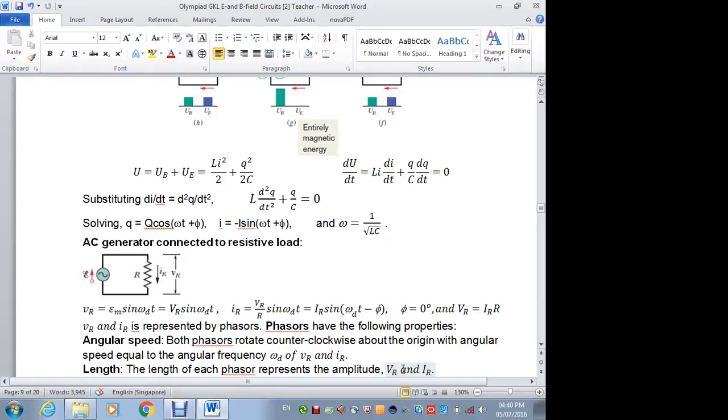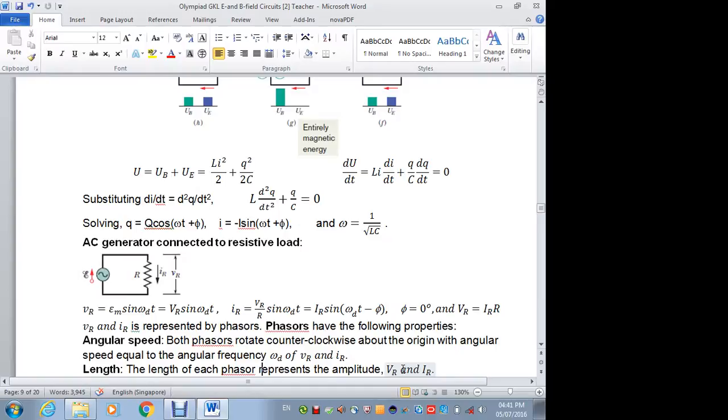It doesn't change with time. The length of each phasor doesn't change with time. But the current at a certain time will of course change. What I'm saying doesn't change is the amplitude. However, small i will change because it's a function of time.